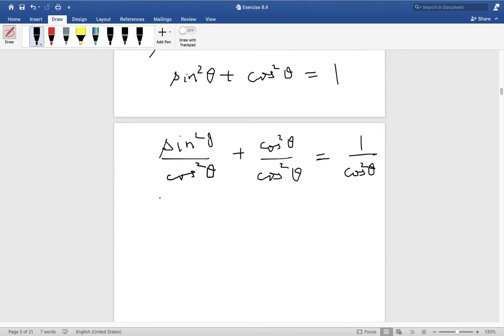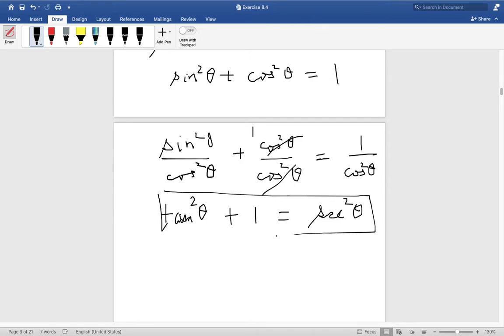Now this is sine by cos. We know that this is tangent theta, and there's square on both sine and cos, so this is tangent square theta. Cos square and cos square are equal, you cancel them out, you get 1. 1 upon cos theta is secant theta, and since it is square, you have secant square theta. So we have proved this one as well.